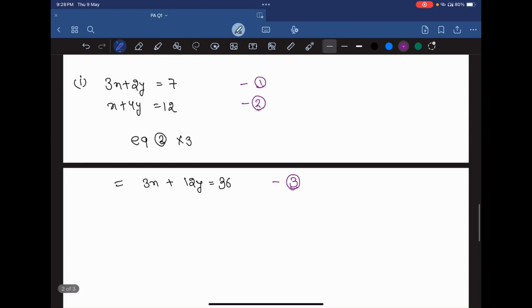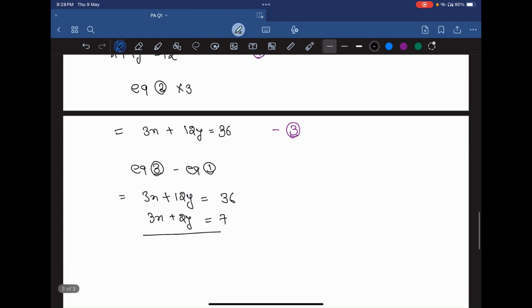Now let's subtract equation 1 from equation 3. Equation 3 is 3x plus 12y is equal to 36. Equation 1 is 3x plus 2y is equal to 7. If we subtract these two equations, we will get 10y is equal to 29, y is equal to 29 by 10.